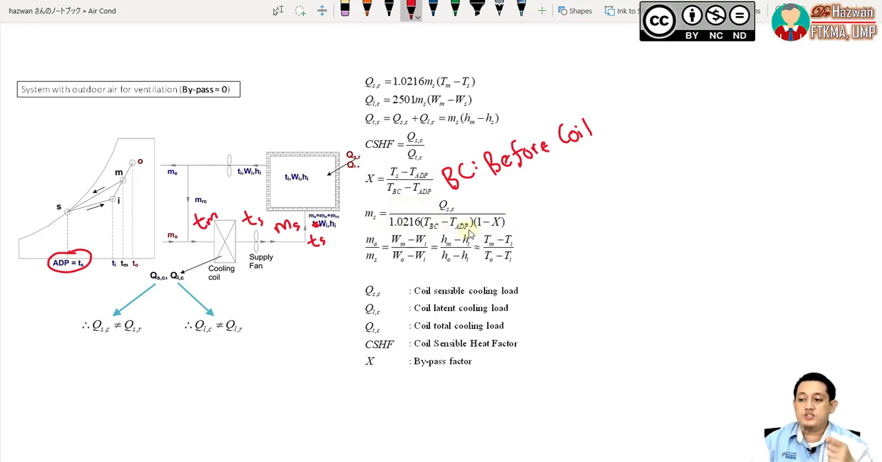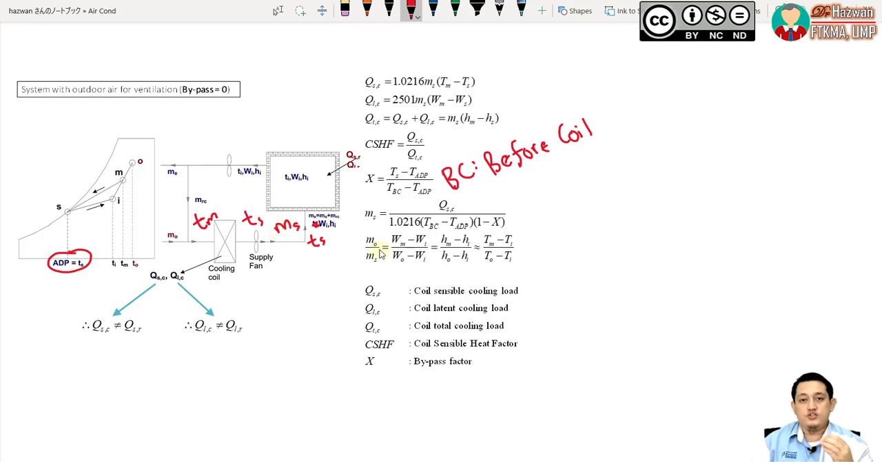If you look at this equation here compared to this equation, QSC here, we need to find this one, TS. We need to find TS to calculate MS. So here, if we know the temperature of TBC, we know the temperature of TADP, and we know the bypass factor here, this one, then there is no need for us to find TS. We can use this equation to calculate the supplied mass flow rate.